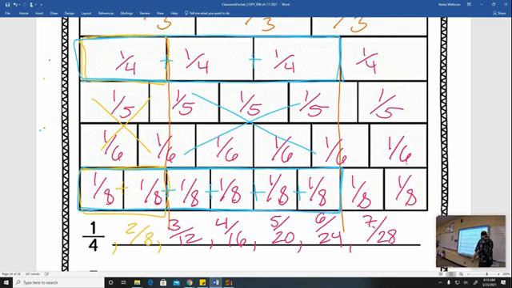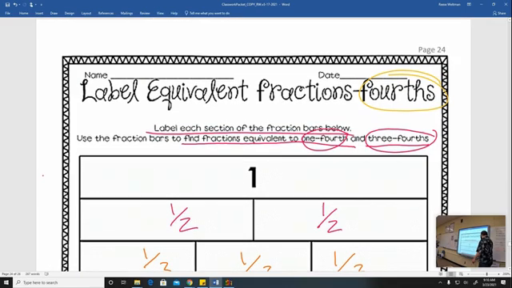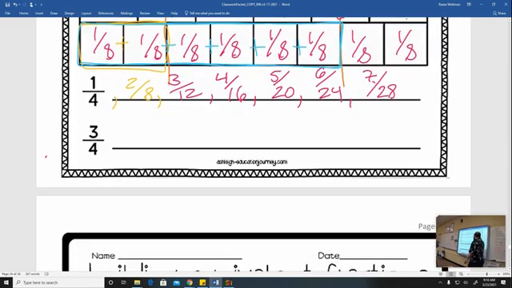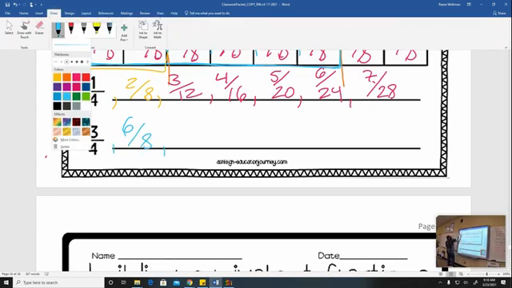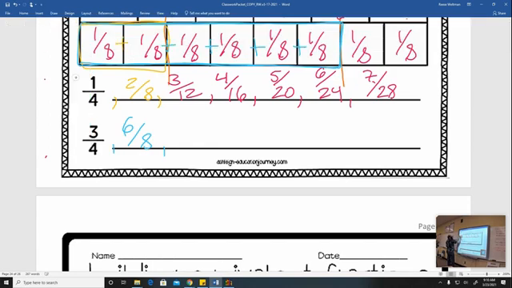Jack? 6/8. That's right. So the only one up there that works is 6/8, but that doesn't, of course, mean that that's the only one that exists. It's just the only one that's up there.